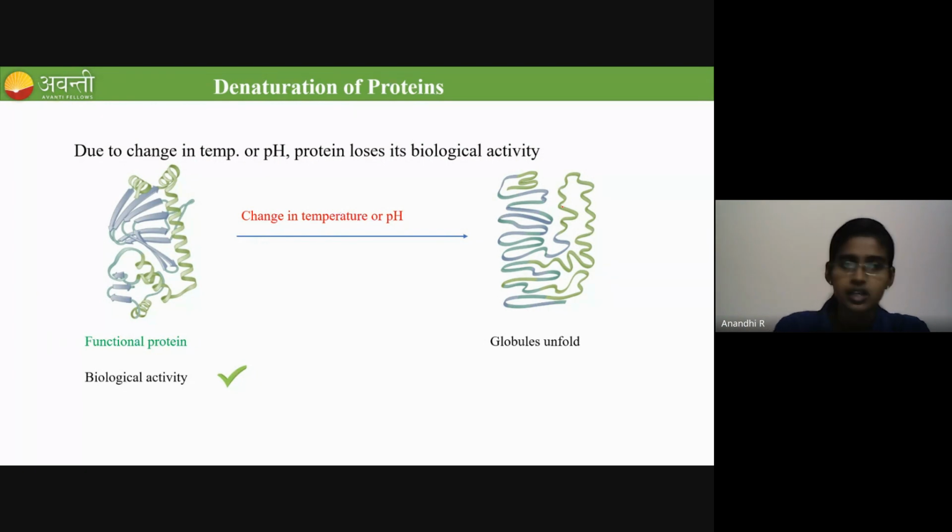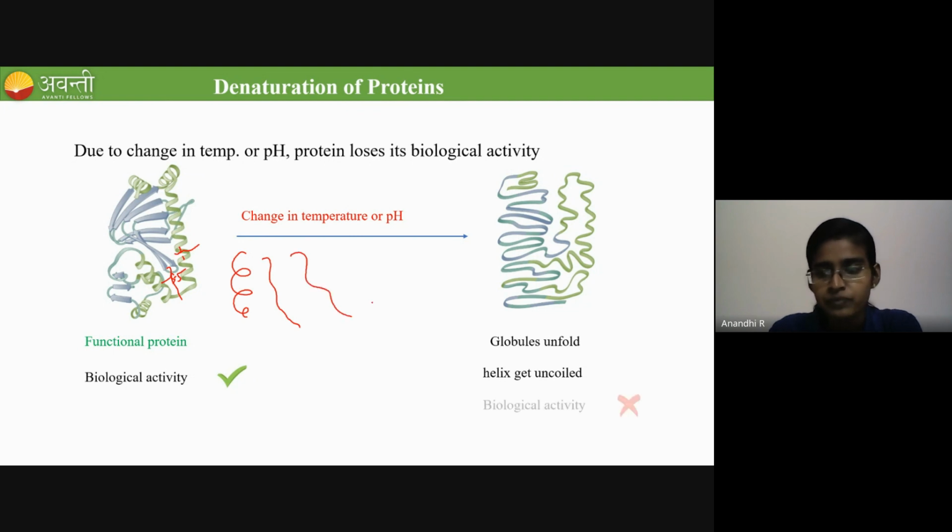You see? So there are interactions present, no? There are some hydrogen bonding interactions present, disulfide linkages present, and those linkages are now getting broken here. So what happens now? The globules get unfolded. Because of this, the helix, the alpha helix, everything gets uncoiled, and because of this, the protein loses its biological activity. So this protein is called denatured protein.